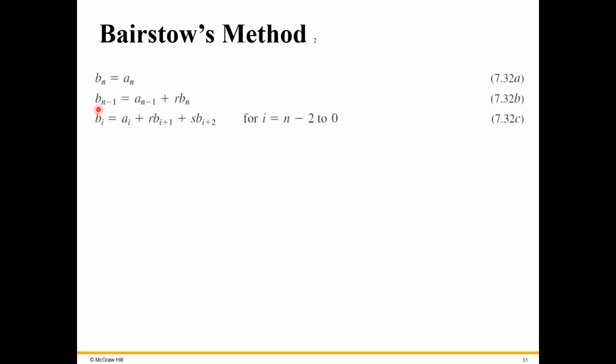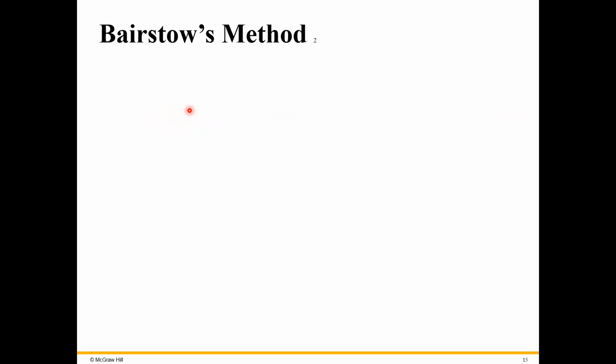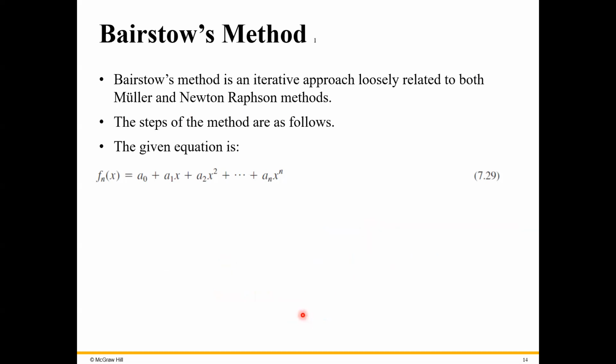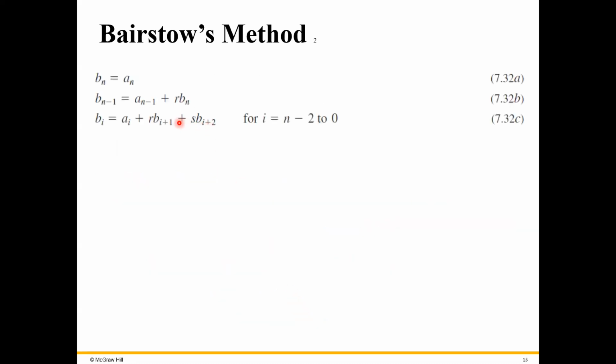Then one less than that, b4, will be equal to a4 plus r times bn. So r is the value by which we are dividing this polynomial, and r times bn means the previous value of b which we have found from here.